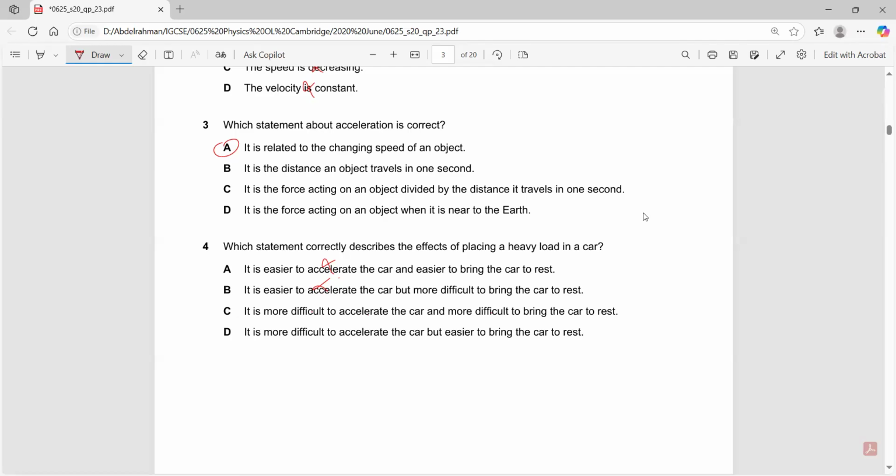Some of you might say it would be easier because it's already heavy, so I can stop it easier. I just want you to think about a huge truck moving, even if it's moving with a very, very small speed, very slowly. Can you stop this truck? No, you cannot. But can you stop a moving ball? Yes, you can stop this very small ball. Why? Because of its mass. So as you increase the mass, it would be more difficult to accelerate this object, and more difficult to bring this object to rest.